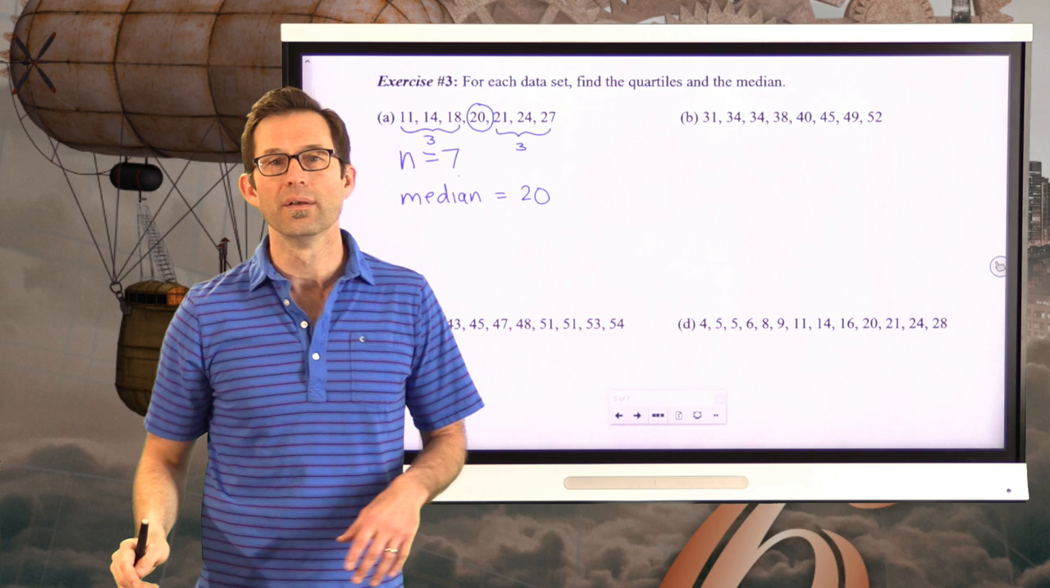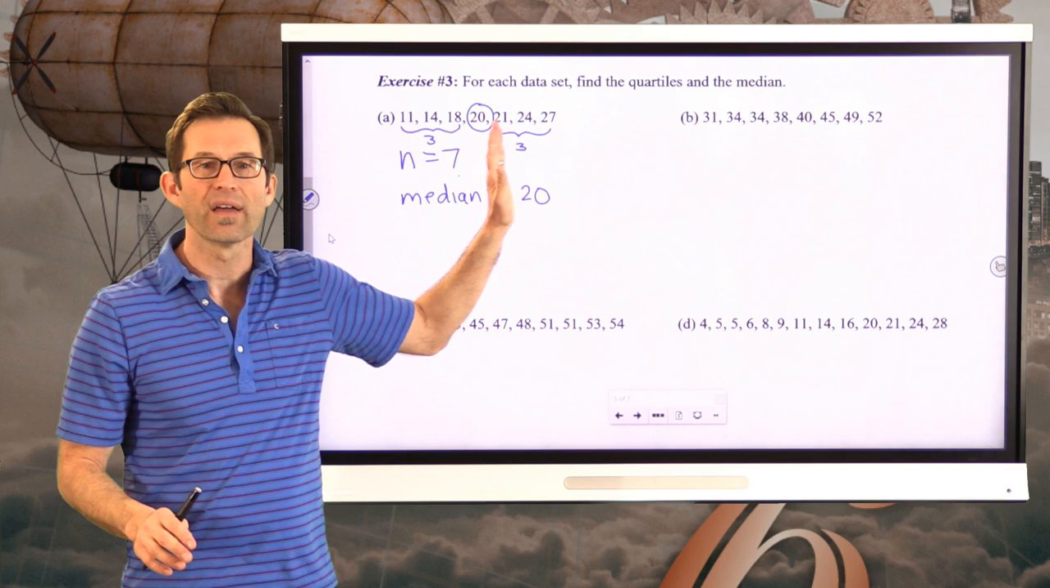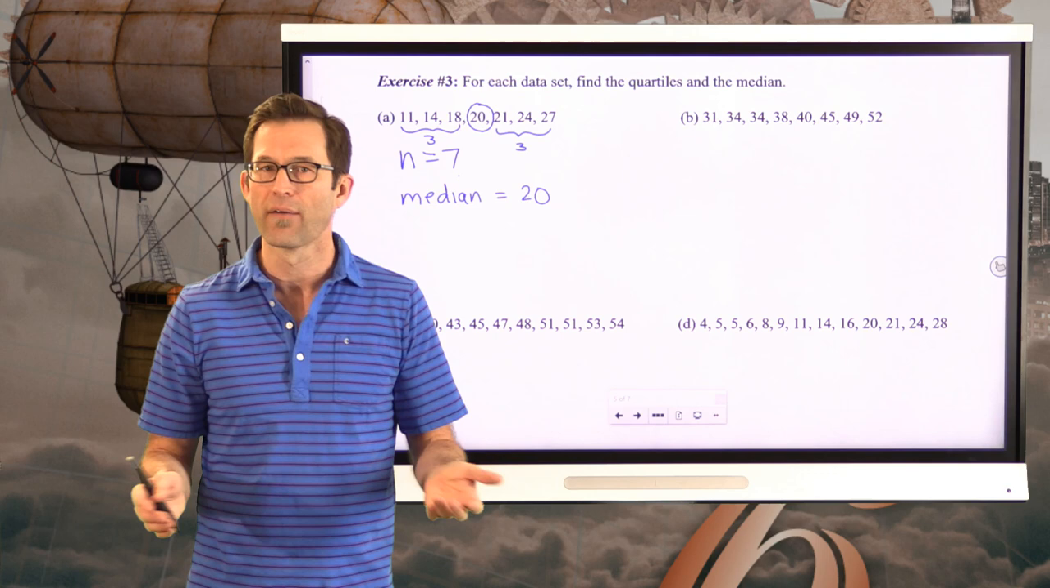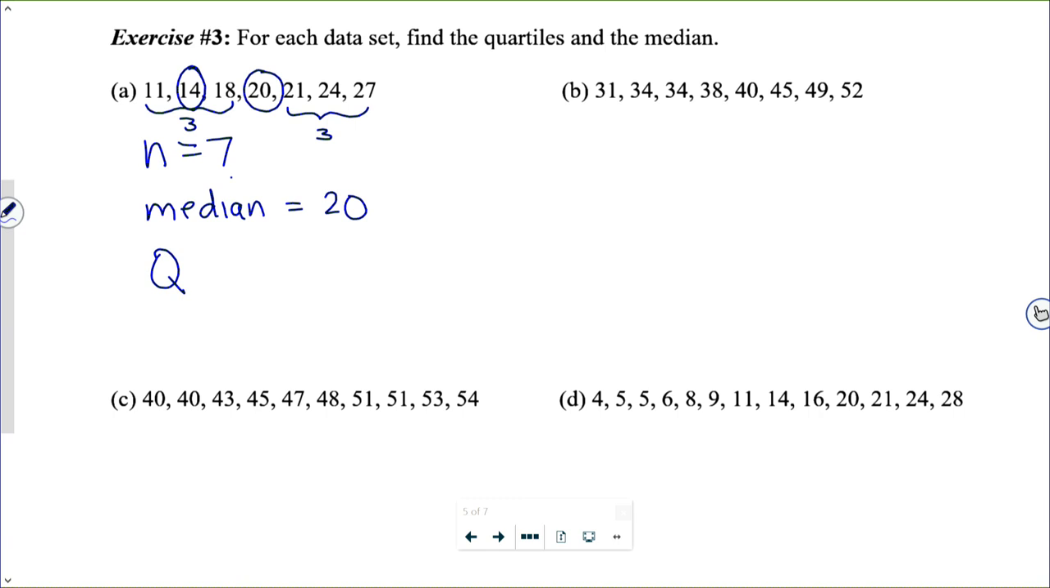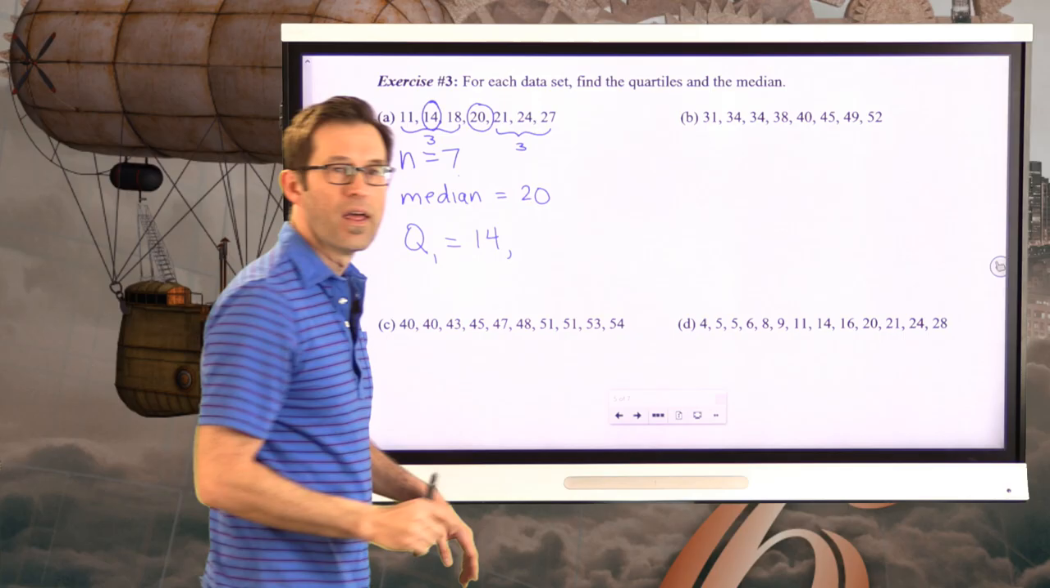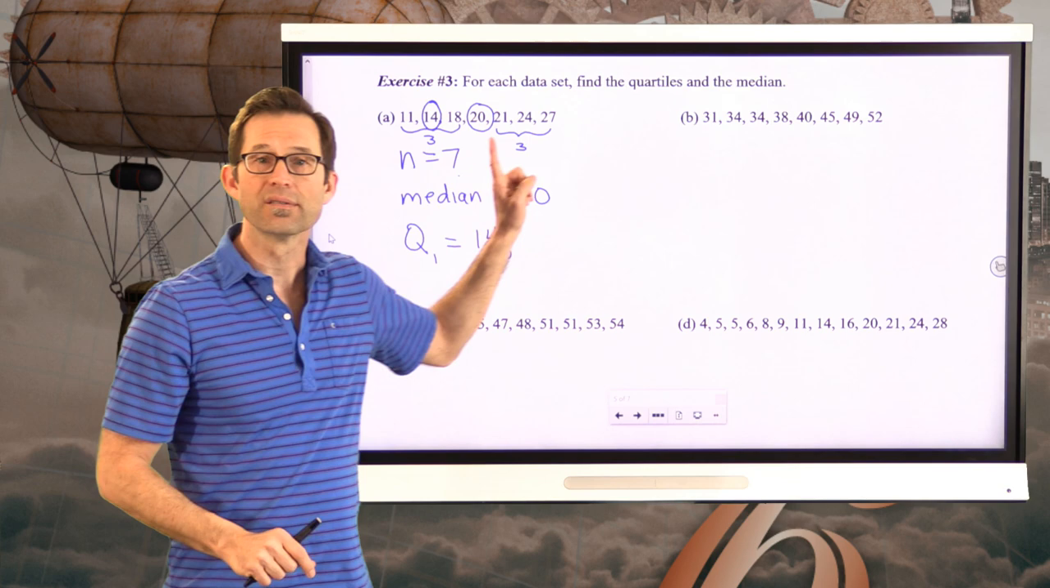Now, the whole point of finding the quartiles is that I don't want to include that 20 in the lower half or in the upper half, because it's really not part of either one. I want to just now consider these 3 when finding Q1. Since there's only 3 of them, the one that's right in the middle, the first quartile, is going to be 14.